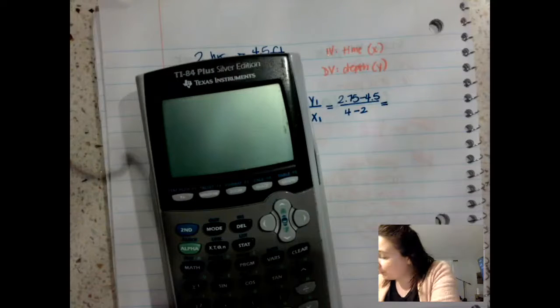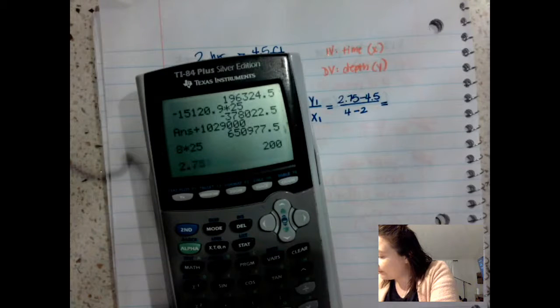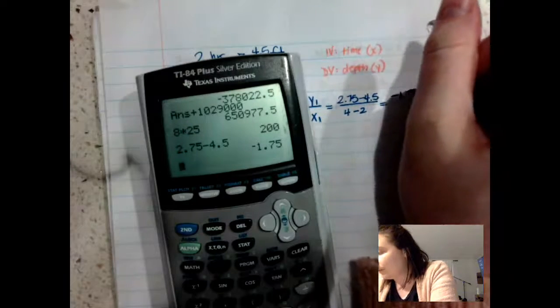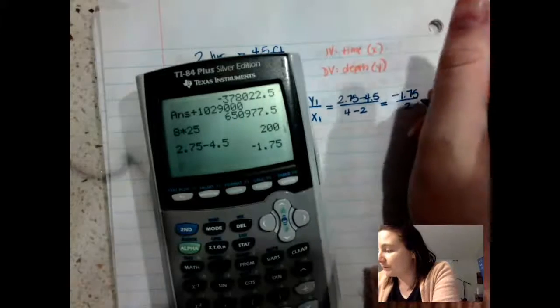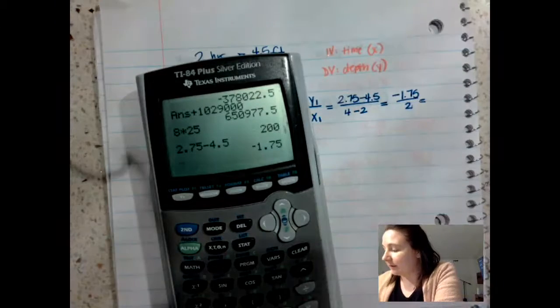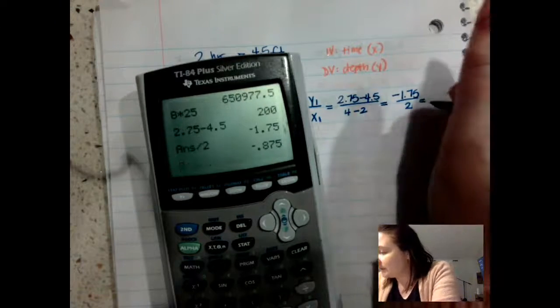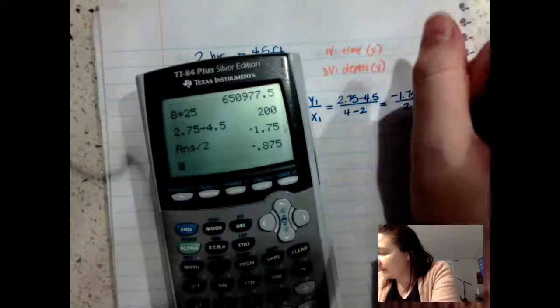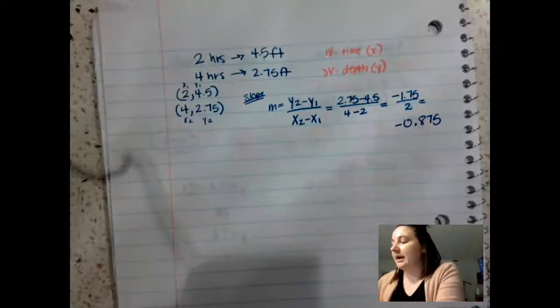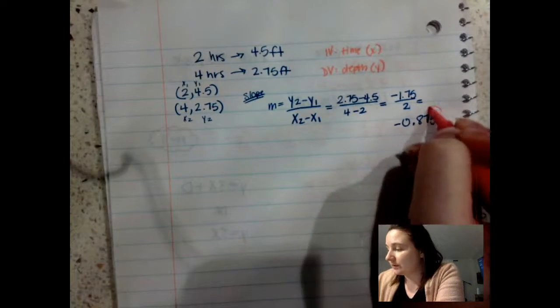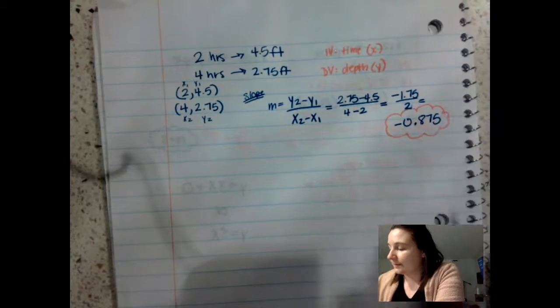2.75 minus 4.5 gives us negative 1.75. 4 minus 2 is 2. And then let's divide those. Negative 1.75 divided by 2 gives me negative 0.875 as my slope. So this is m.